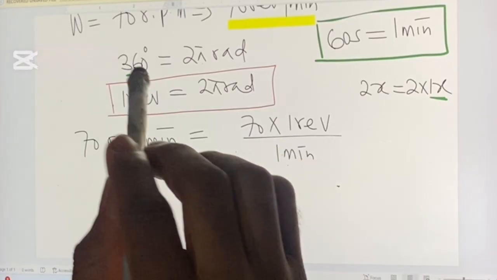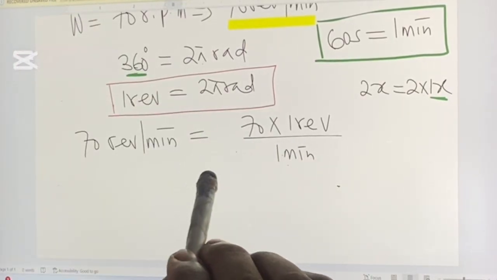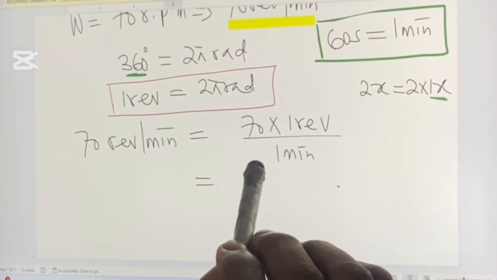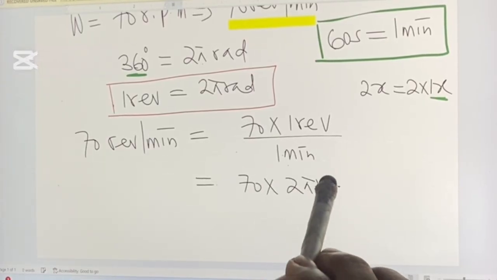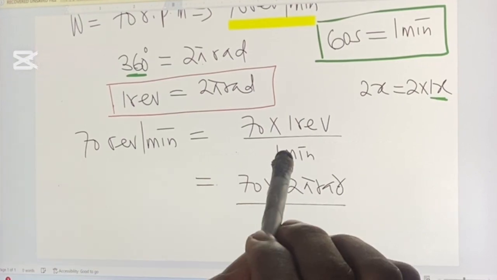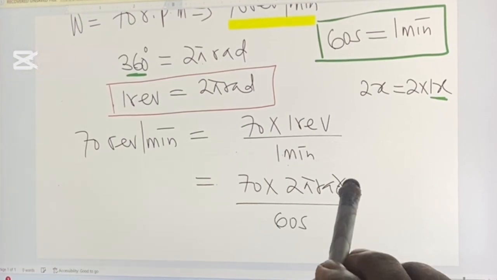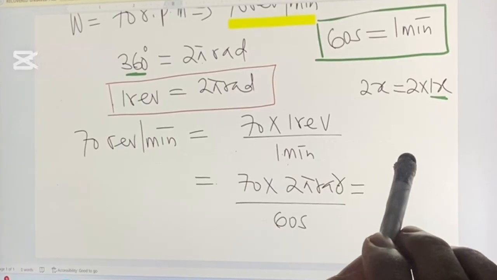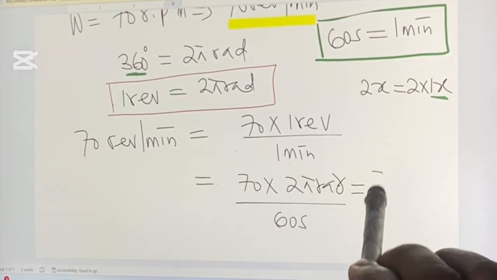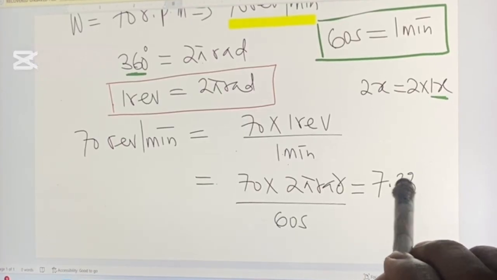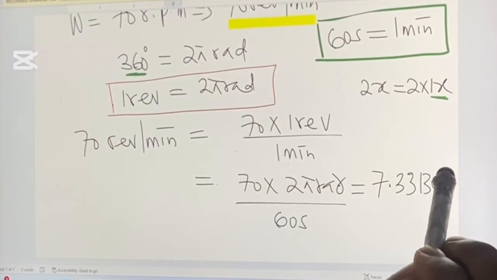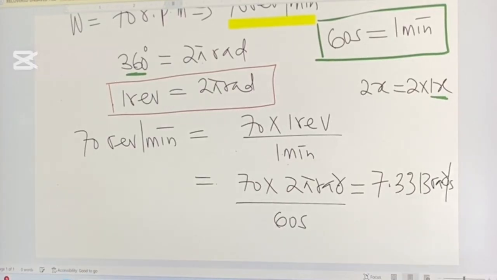Please take note. So let's represent our values here, class. 1 revolution is 2 pi rad. So this will be 70 times 2 pi rad over 1 minute, which is 60 seconds. When you punch your calculator, I will have this to be 7.3313 rad per second. Please remember, we represent this pi as 3.142, okay?